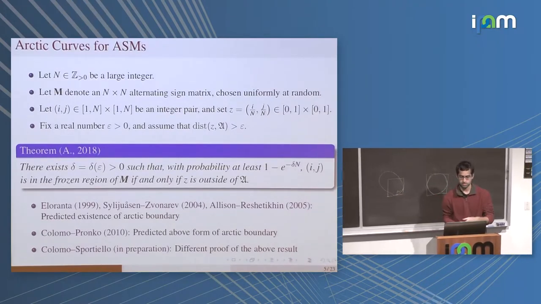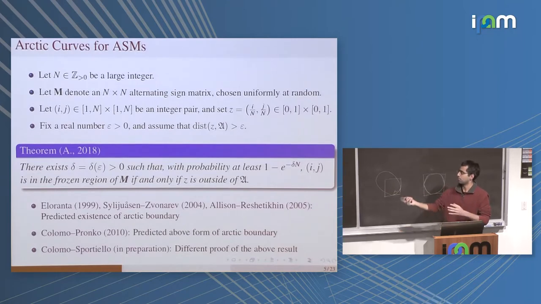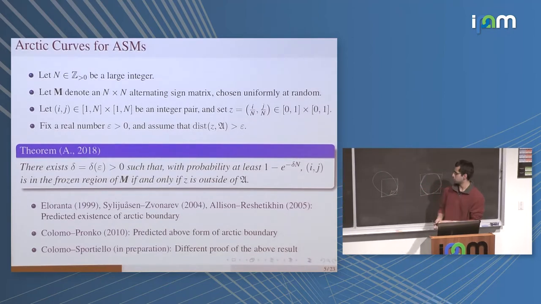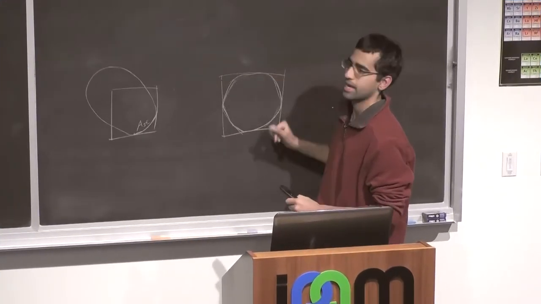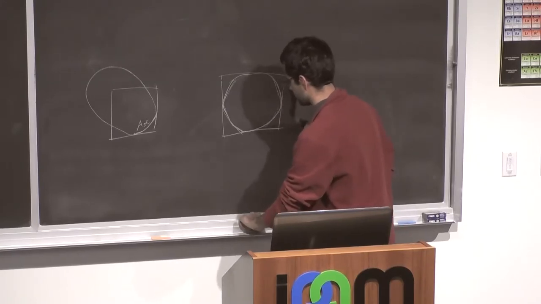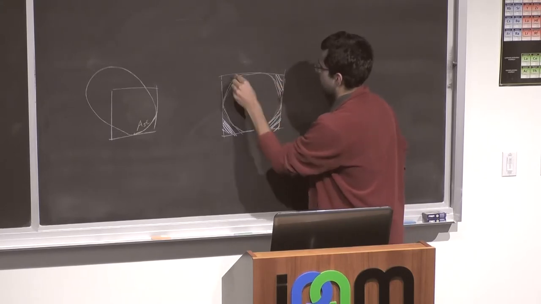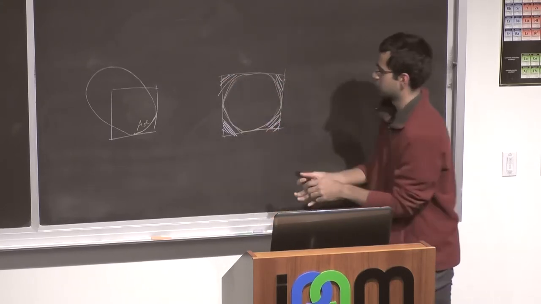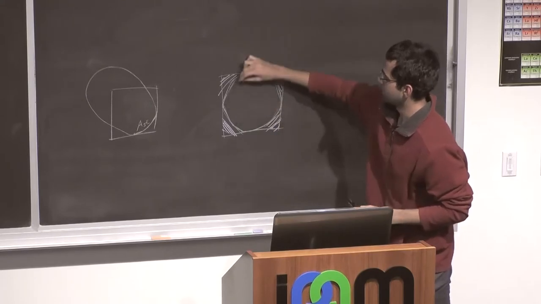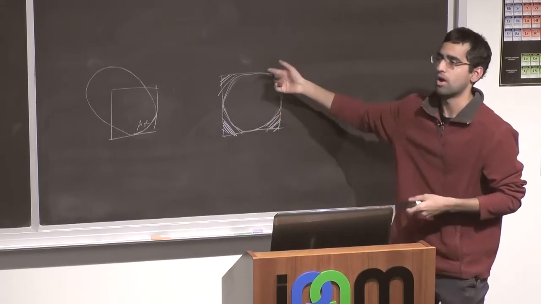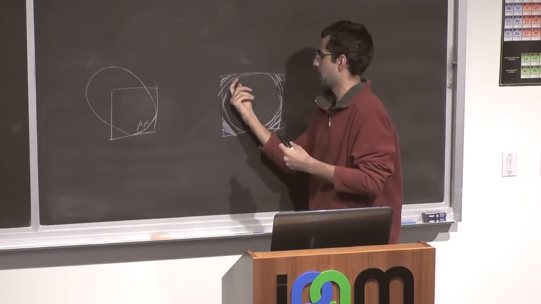So the theorem is that with very high probability, 1 minus exponentially decaying, if I omit an event whose probability decays exponentially, then this point ij is in the frozen region if and only if I'm outside of this A. So this part here is frozen, and this is not frozen. If I expand A by a little bit, there's at least going to be one non-zero entry in this tiny epsilon expanded version.